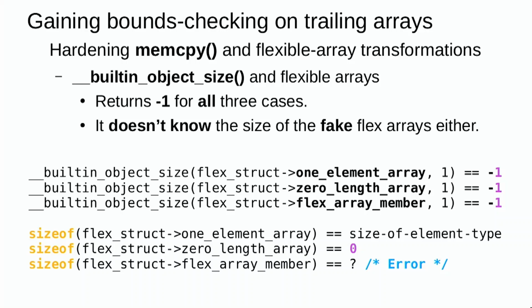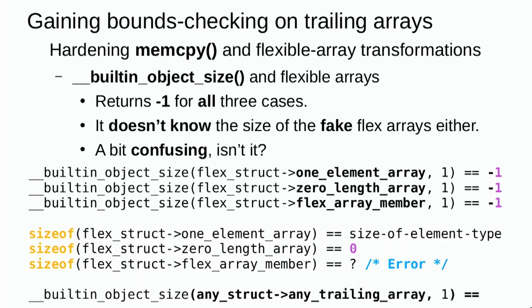So now let's remember the case of sizeof. Sizeof returns different values for those objects. So in this case, sizeof is the one that is sane, right? However, all this can be a bit confusing because why is it that sizeof is returning, let's say, the correct values, but this builtin function is not able to do it? Okay, now we were curious enough to see what happens if we pass a pointer to any trailing array to this __builtin_object_size function. So what happened was that it couldn't reason about the size of any trailing array.